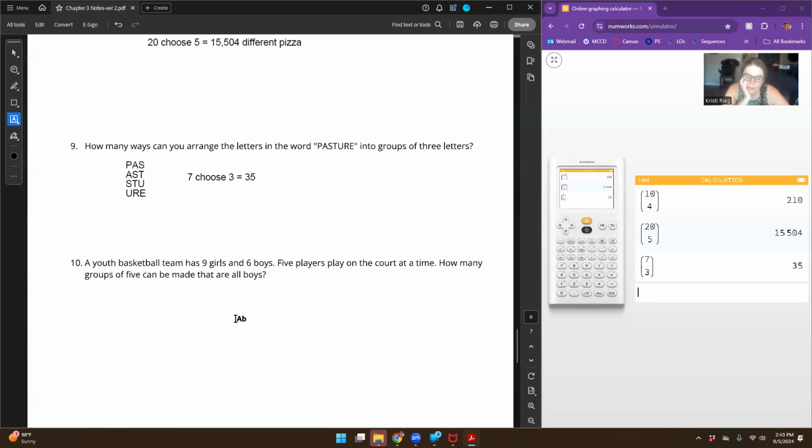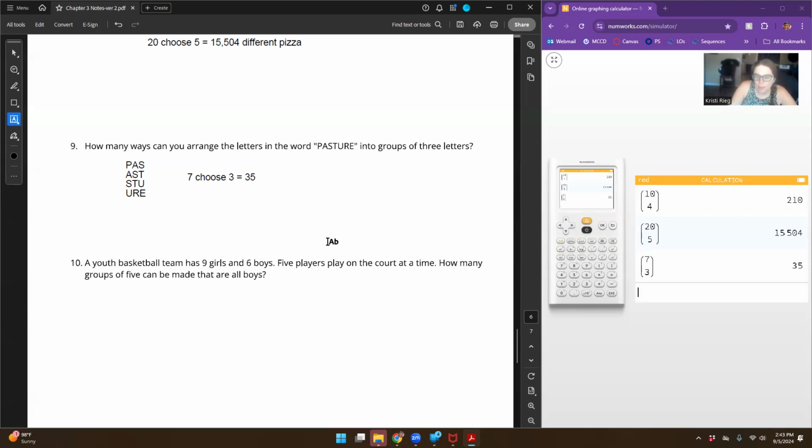Okay, there's the last one. So 9 and 10, like I said, they're a little trickier because they don't just put the numbers in order for you. You have to think about them a little bit more. But the last one says a youth group team has 9 girls and 6 boys, and 5 players can be on the court at a time. How many groups of 5 can be made that are all boys? So no girls on this team, all boys.